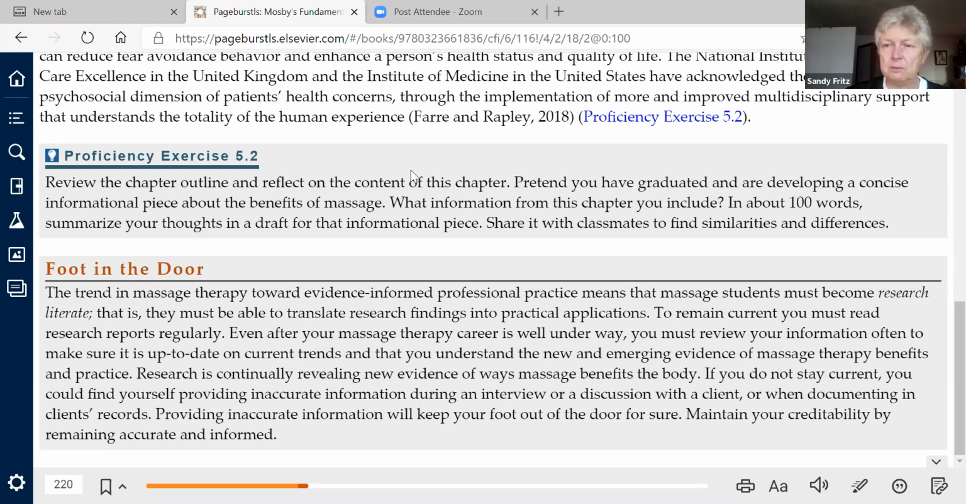Some of this information will be validated, and some of it will be shown to be wrong, and that's okay. We just can't cling to those things. We have to be okay with that.